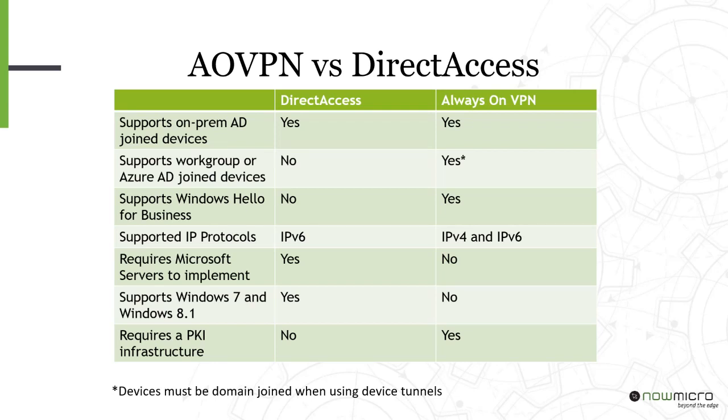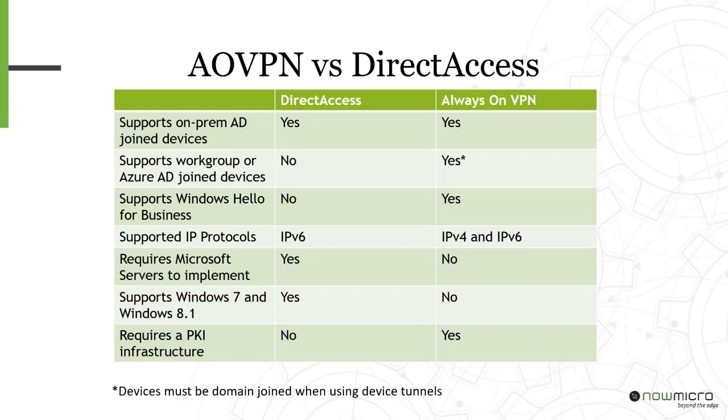So if you've been looking at both of these solutions, like I said, they have the same type of features, but Always On VPN seems to be more of the technology of the future. Just a quick look at a couple of differences. Both support on-prem AD-joined devices. However, Direct Access only works with your on-prem AD-joined devices, whereas Always On VPN can be configured to work with Workgroup or Azure AD-joined devices. Always On VPN integrates with newer technologies like Windows Update for Business, which can provide multi-factor authentication.